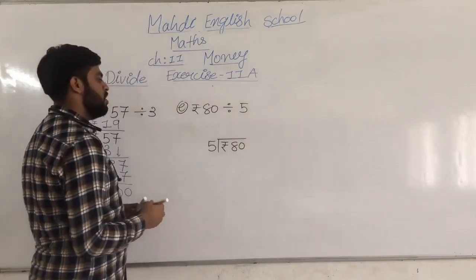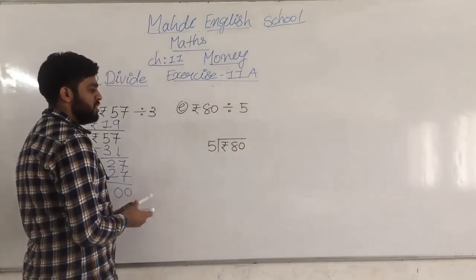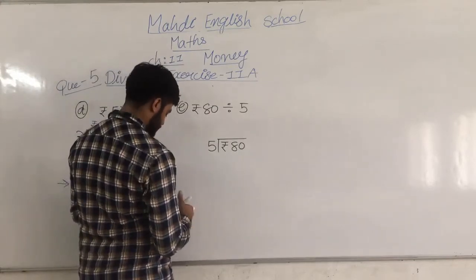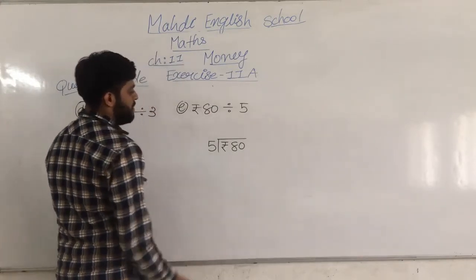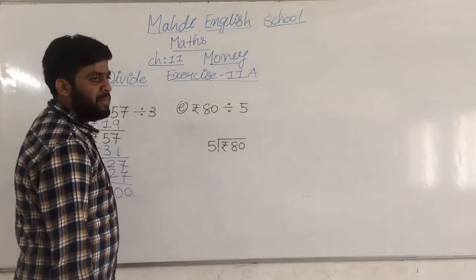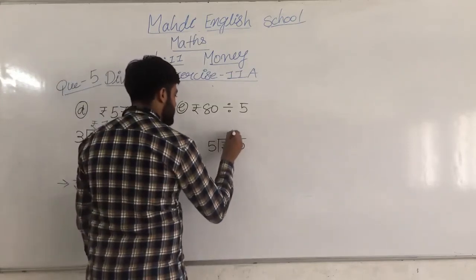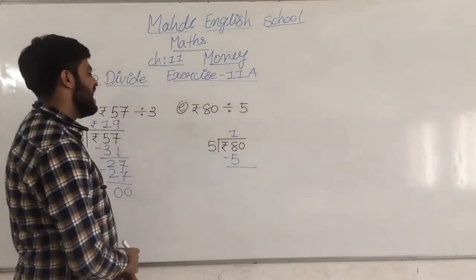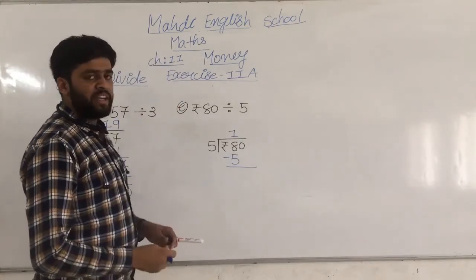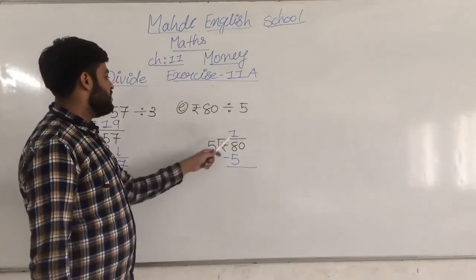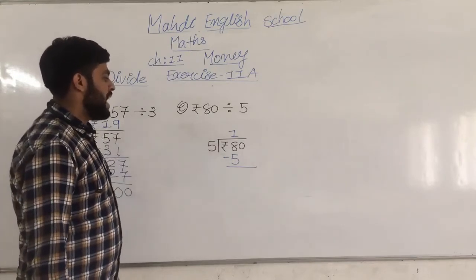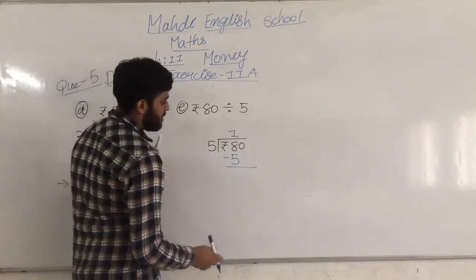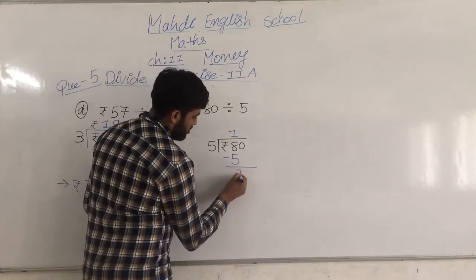My dear students, you have to note down these four things in your book. In table number 5, 5 ones are 5. Understood, all my dear students? 5 ones are 5. 8 minus 5, how many left? 3 is left.